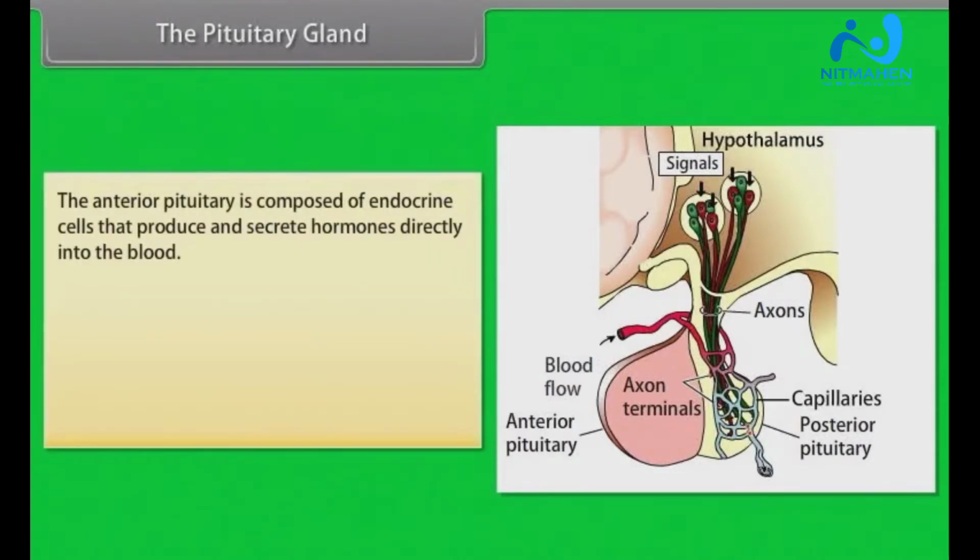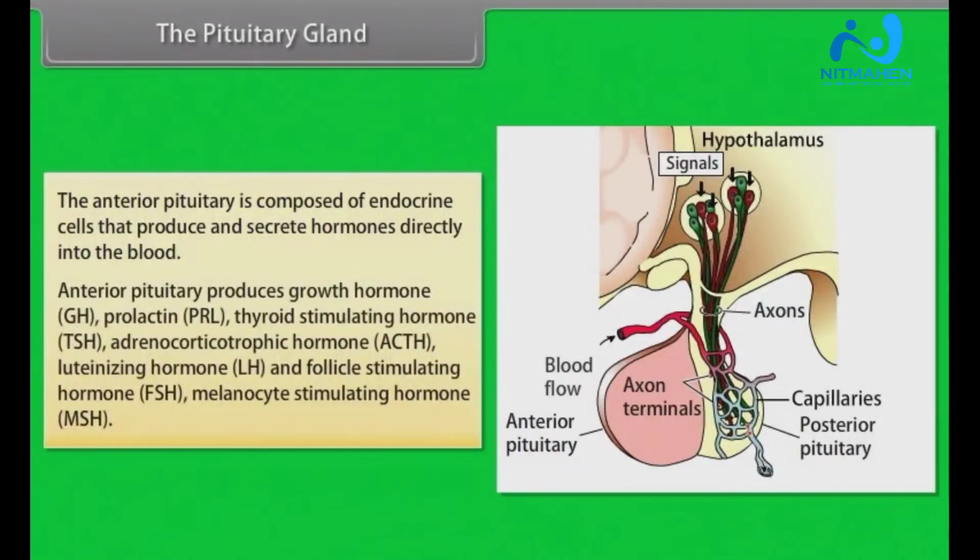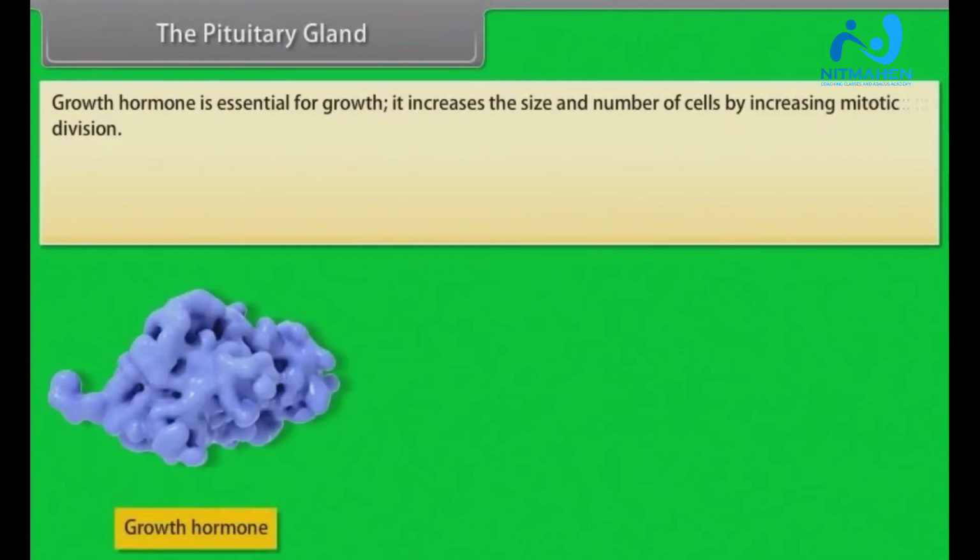The anterior pituitary is composed of endocrine cells that produce and secrete hormones directly into the blood. Anterior pituitary produces growth hormone, GH, prolactin, PRL, thyroid stimulating hormone, TSH, adrenocorticotropic hormone, ACTH, luteinizing hormone, LH, follicle stimulating hormone, FSH, and melanocyte stimulating hormone, MSH. Growth hormone is essential for growth. It increases the size and number of cells by increasing mitotic division.